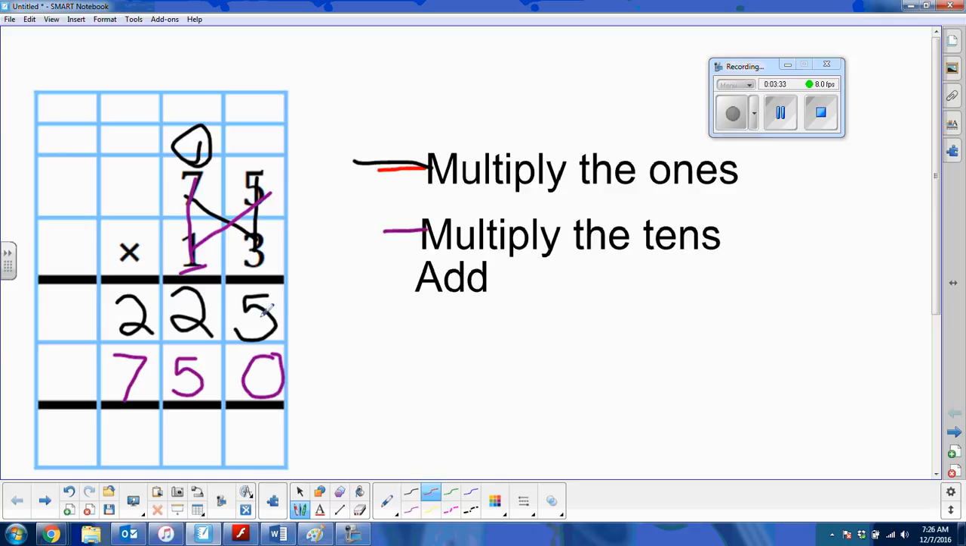And now I want to go ahead and add. So 5 plus 0 is 5. 2 plus 5 is 7. 2 plus 7 is 9. So 975 is the answer, because what I did is I just added right there.